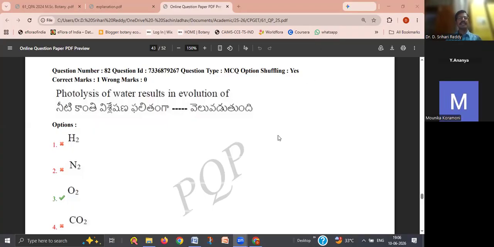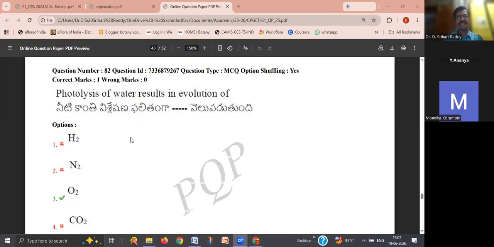Yeah, in today's class, we start with this question: photolysis of water results in evolution of what? This is the most important question, the photolysis of water. So where do we find this photolysis of water? We find this in photosynthesis.